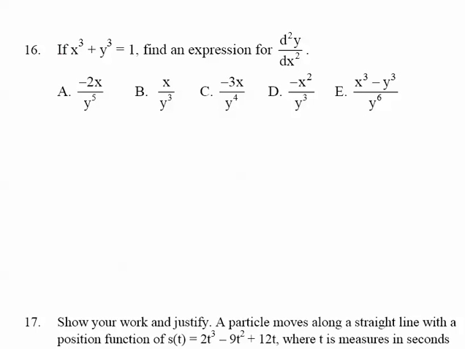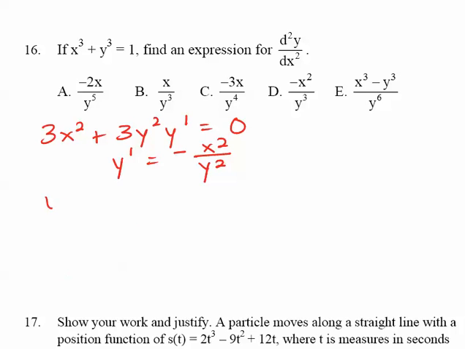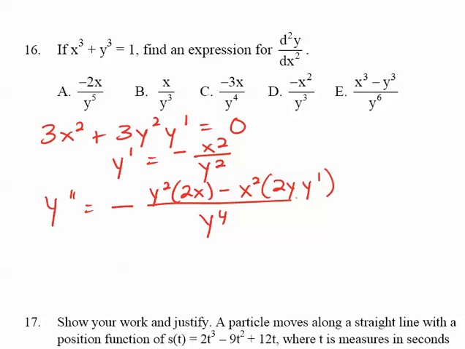All right, a second derivative. Let's do implicit differentiation. Don't forget the chain rule on the y term. So we can solve for y prime, subtract the 3x to the other side, divide by 3y squared. So there's our first derivative. And for our second derivative, we'll do our quotient rule. So we'll have low d high minus high d low. Don't forget the chain rule.